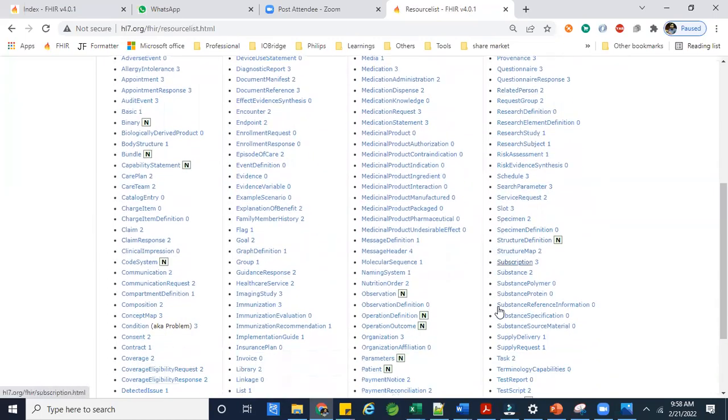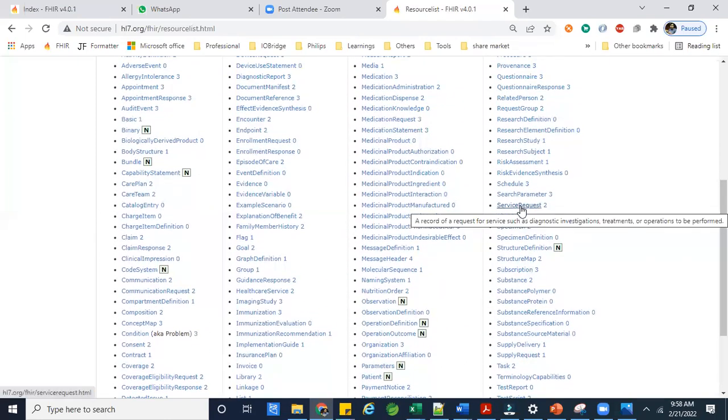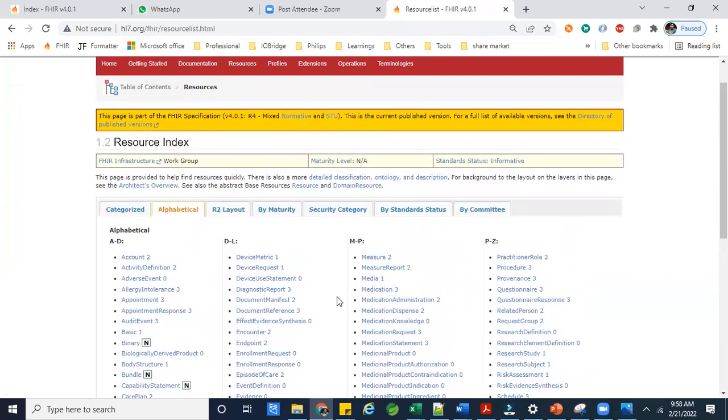Then I could see service request, what service has been requested, for example, whether a CT scan or a blood test report, or maybe urine testing has been requested. So those are the different pieces of information. To store different information, different resources are defined. Working with these resources is what we will see in our future sessions.